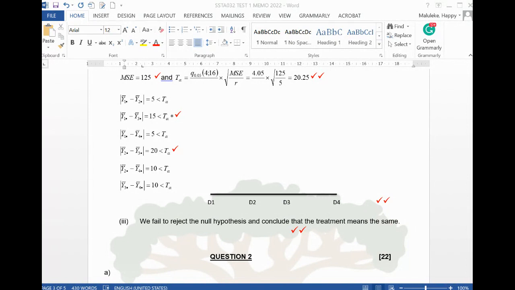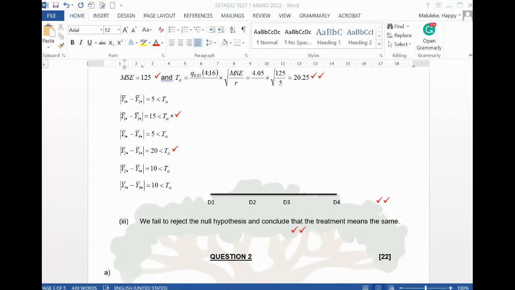So this is what we are supposed to do, guys. All the means were the same, sorry. So the critical value was what? 20.25 or 20.0 something. But you can use your mathematics there. It's 20 point something, if I recall very well. So all the means were less than the critical value, which means all the means are the same. There is no difference between the means.